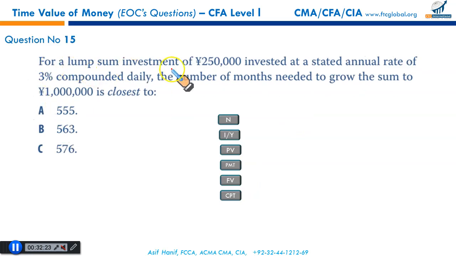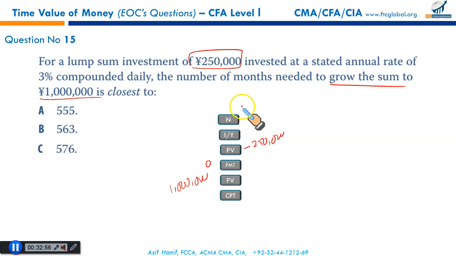Okay, next is for a lump sum investment of 250,000 yen invested at a stated annual rate of 3% compounded daily. Now there is daily compounding. The number of months needed to grow the sum to 1 million yen. This is the future value we need, 1 million future amount. Payment is 0, right? And it says right now its present value lump sum is 250. That is negative 250.